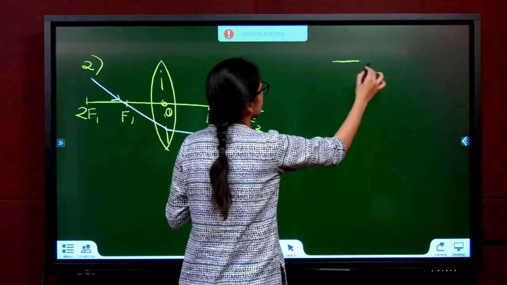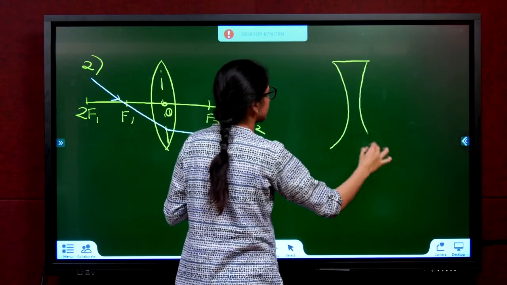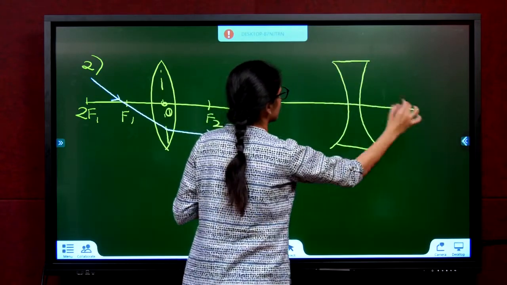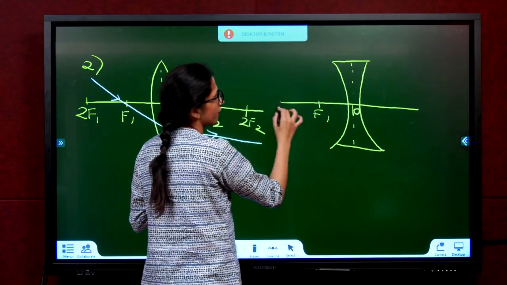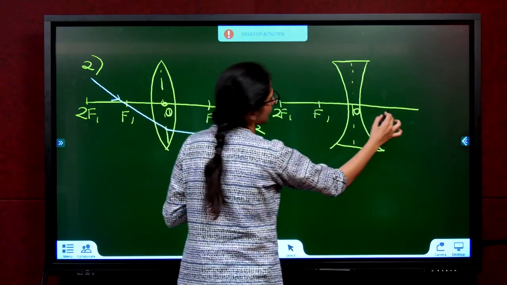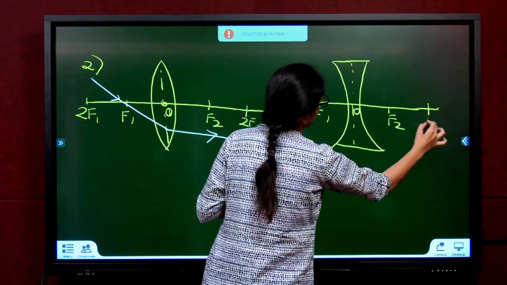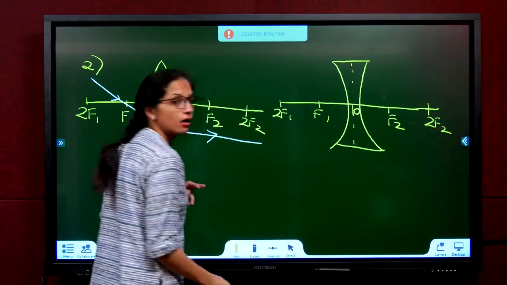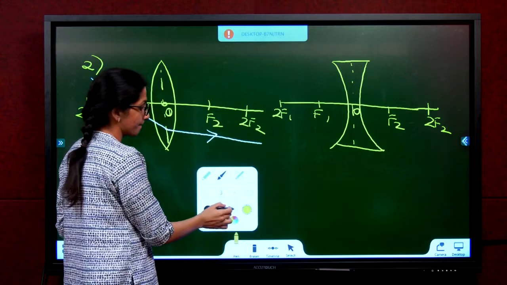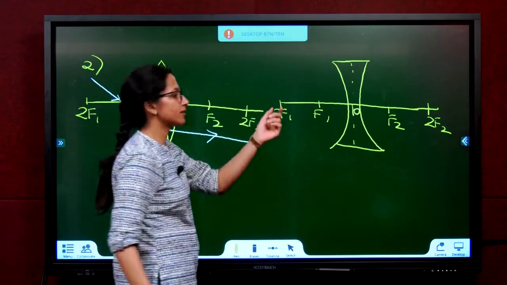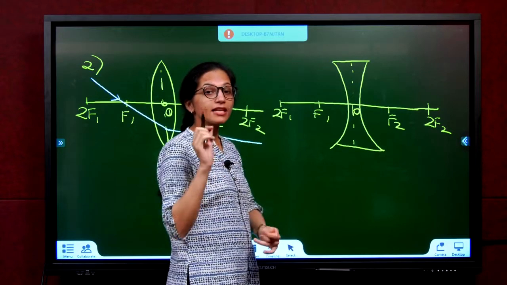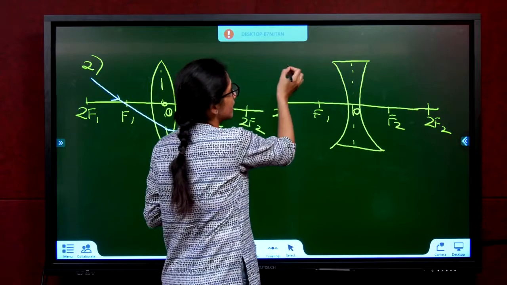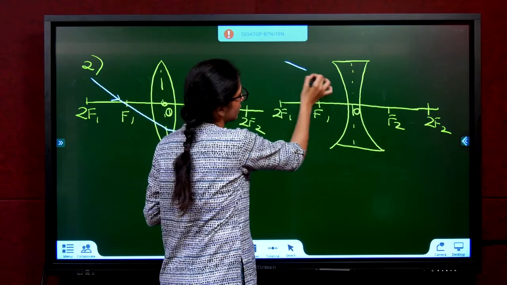Next, take a concave lens. Mark the optic center, F1, 2F1, F2, 2F2. If a ray is passing through focus, can it pass? See, if it passes through focus, it's appearing to pass. In the previous case, we're using appearing. So here, it appears to pass through focus.